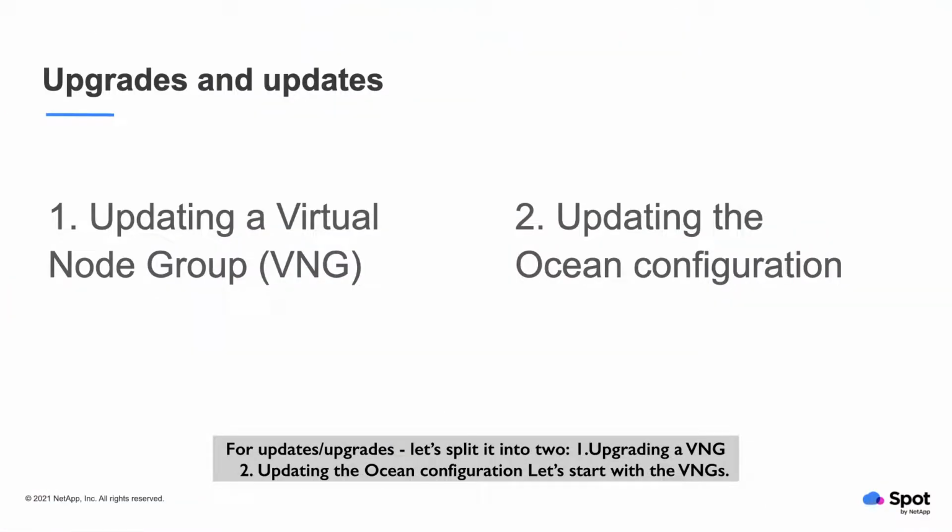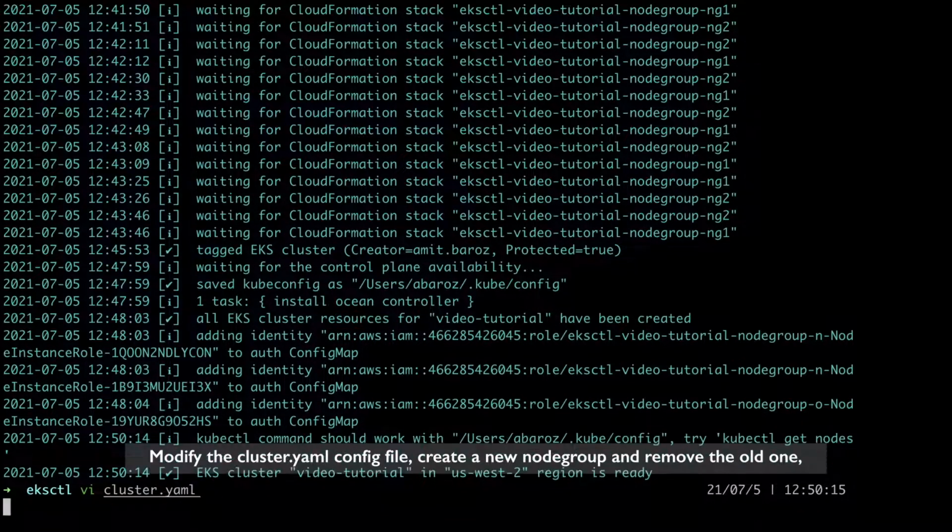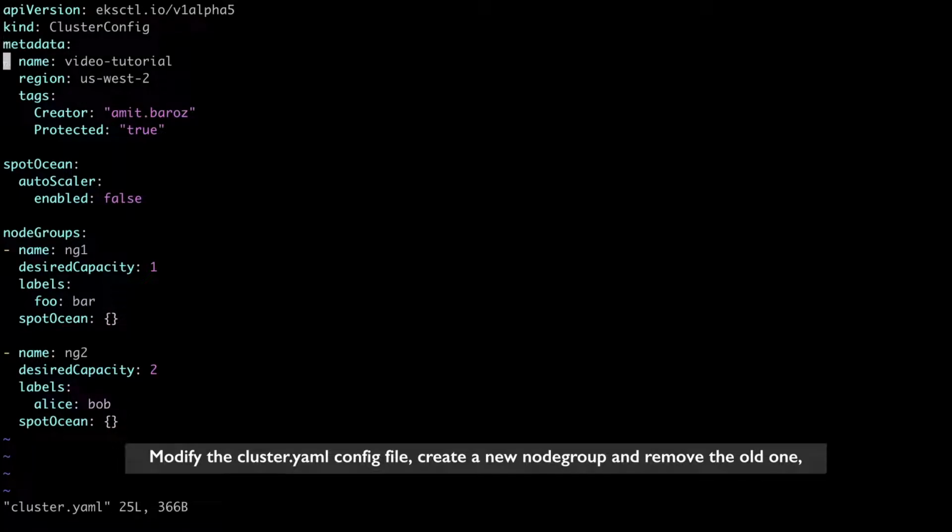For updates and upgrades, let's split it into two. 1. Upgrading a VNG. 2. Updating the Ocean configuration. Let's start with the VNGs. EKS-CTL treats node groups as immutable. Node groups cannot be updated, so the update process will require creating a new node group and removing the old one. Modify the cluster.yaml config file, create a new node group, and remove the old one.